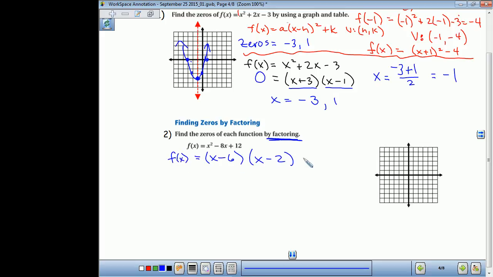So if either of these factors equals 0, then the product would be 0. So what can I plug in here to make that factor equal 0? 6. Or what can I plug in here? 2. So I know my x-intercepts are located at 2 and at 6.